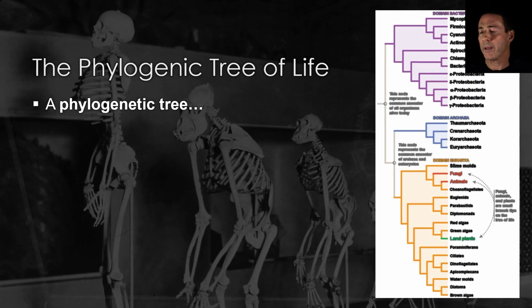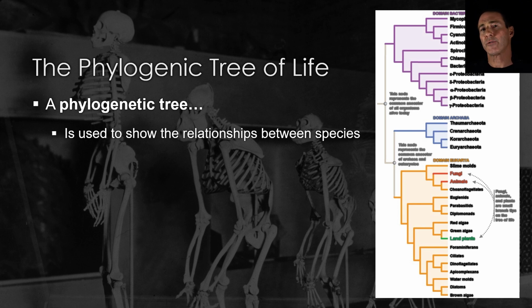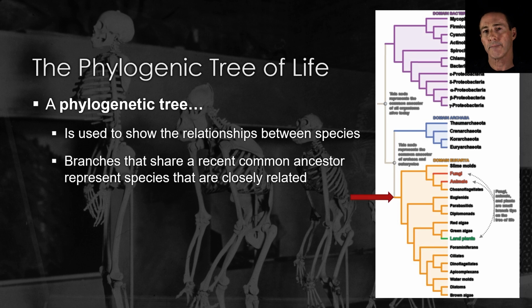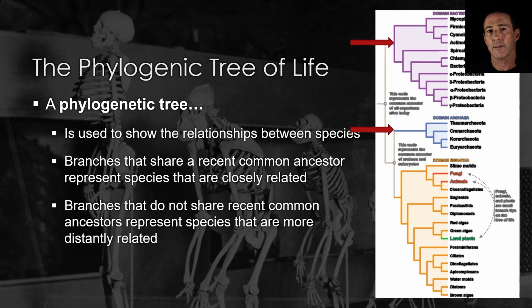A diagram that depicts evolutionary history in this way is called a phylogenetic tree. Just as a family tree shows relationships between individuals, a phylogenetic tree shows relationships between species. On a phylogenetic tree, branches that share a recent common ancestor represent species that are closely related. Branches that don't share recent common ancestors represent species that are more distantly related.